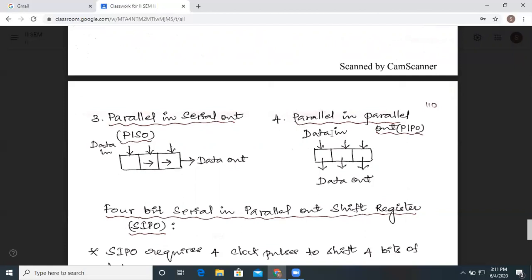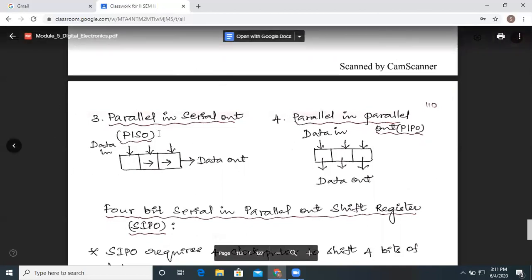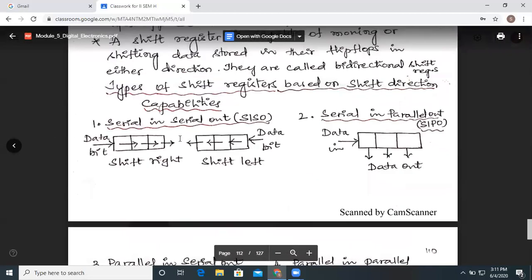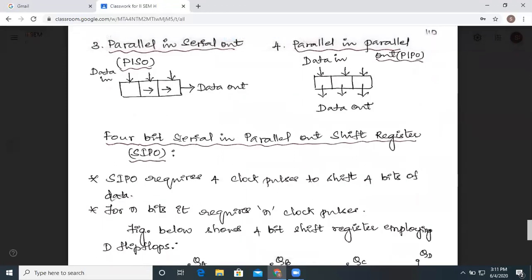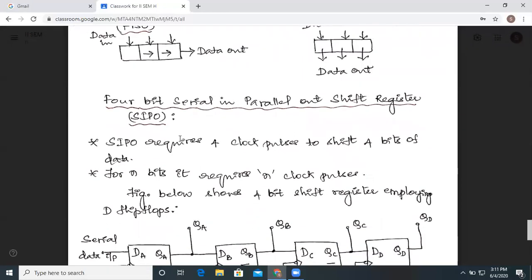in, parallel out shift register. And this parallel in, parallel out shift register is the most efficient one because we are feeding the data in parallel and taking out the data in parallel, and this could be done within a single clock pulse. But the previous ones, which we have discussed, require more clock pulses.